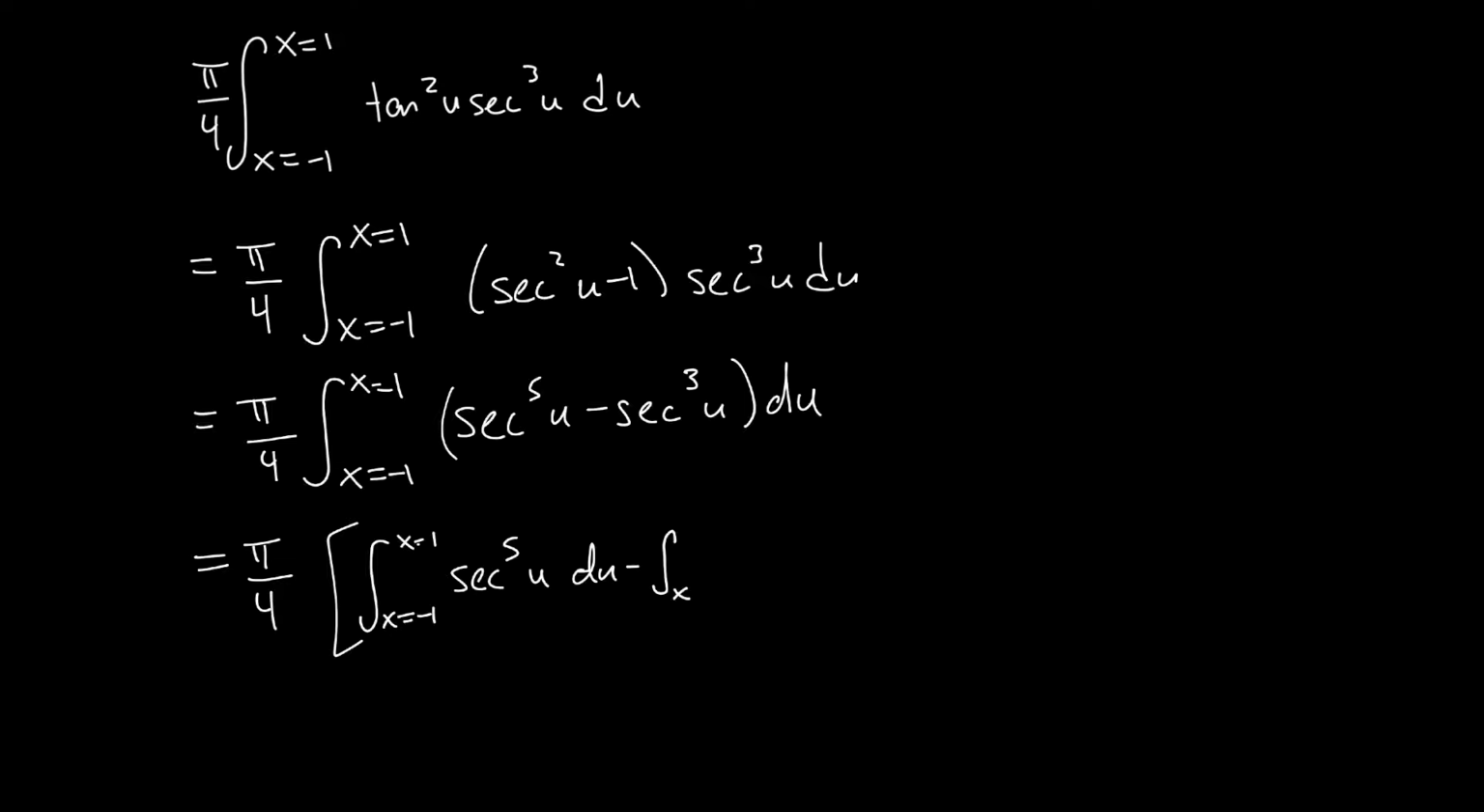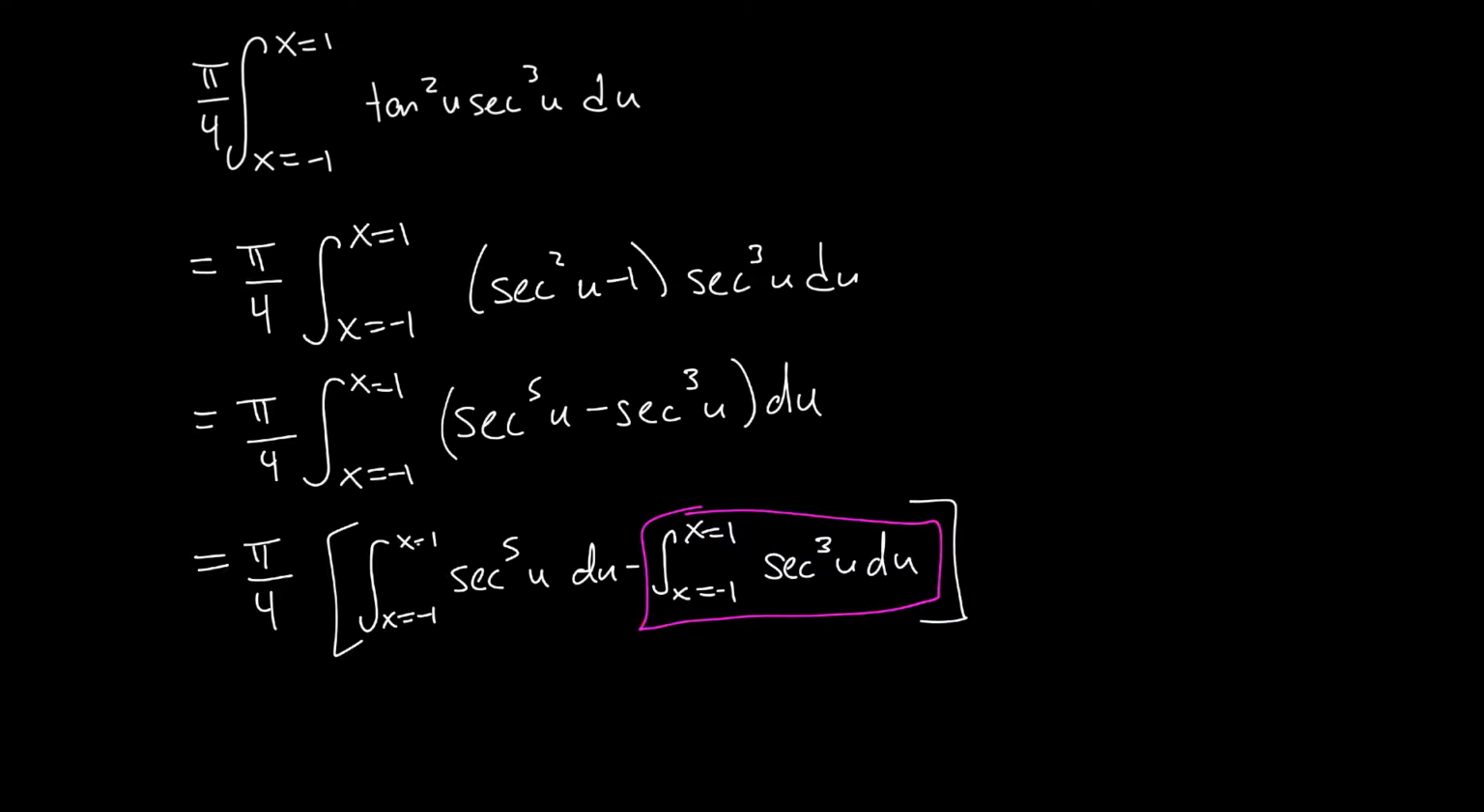Let's make that a little cleaner. X equals negative 1 to 1 of secant cubed u du. Now, this secant cubed integral is actually proven in your book how to find it, and they use that as a formula from then on out.